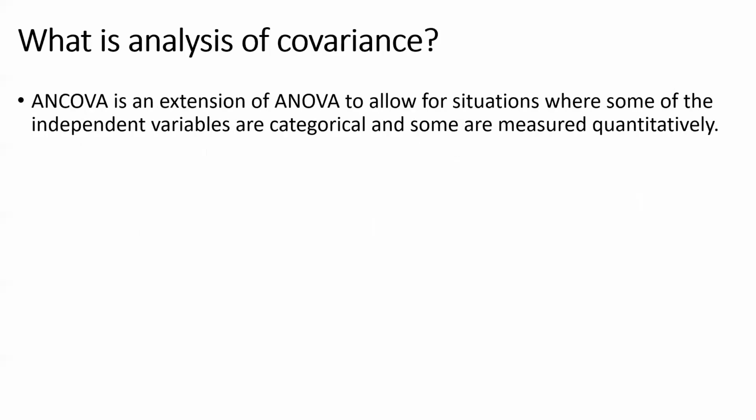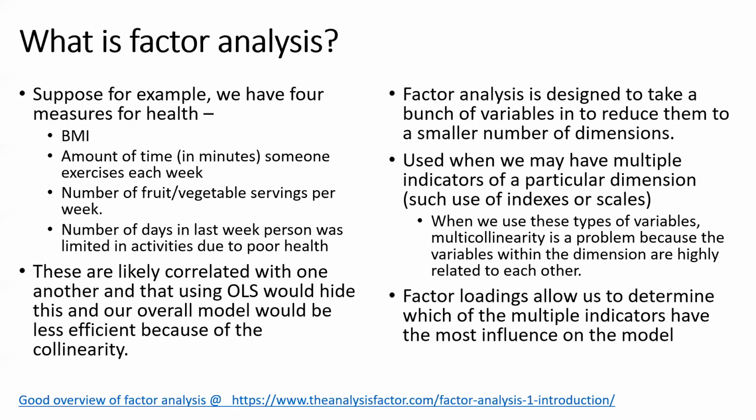What is covariance? Well, ANCOVA, as it's called, the analysis of covariance, is an extension of ANOVA that allows for situations where some of the independent variables are categorical and some are measured quantitatively. So we're not going to talk about ANCOVA. There's also MANOVA, which is multiple analysis of variance, again, very much like multiple regression. There are lots of variations that you can look into if you think that they may be useful for you in your future research. What is factor analysis?